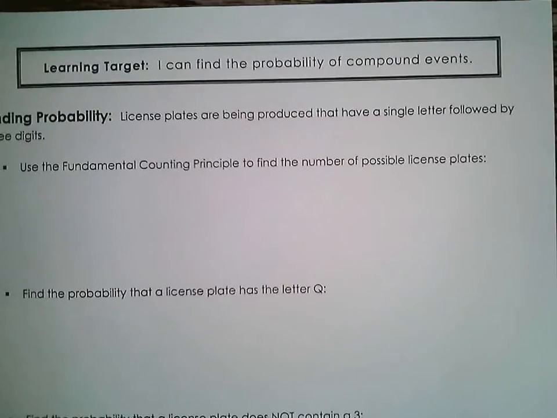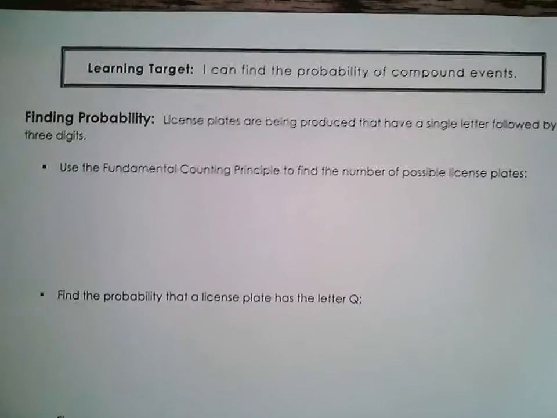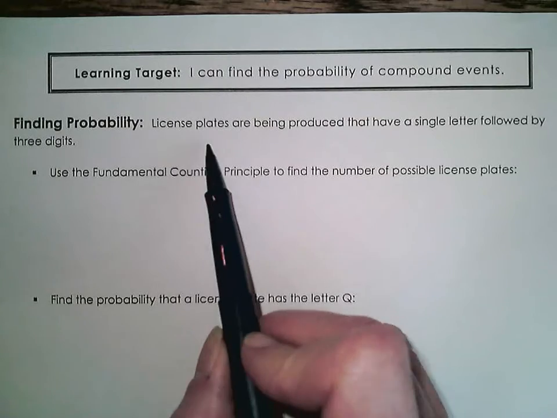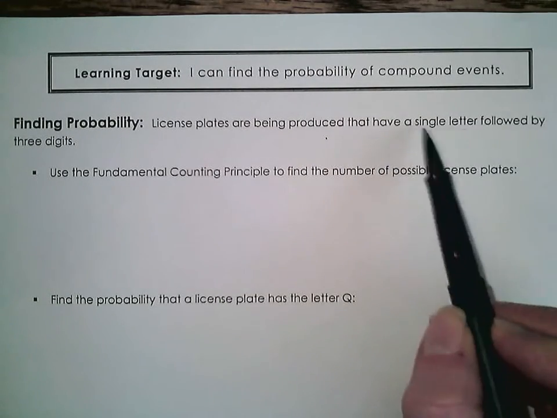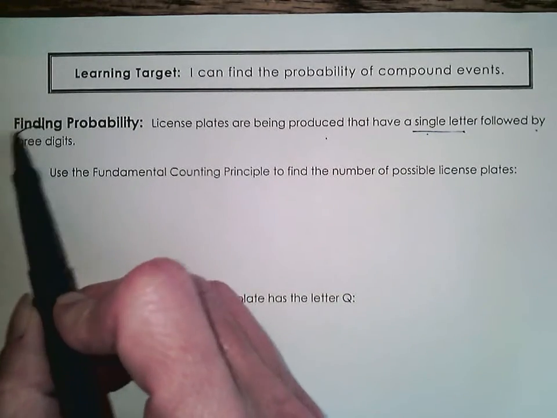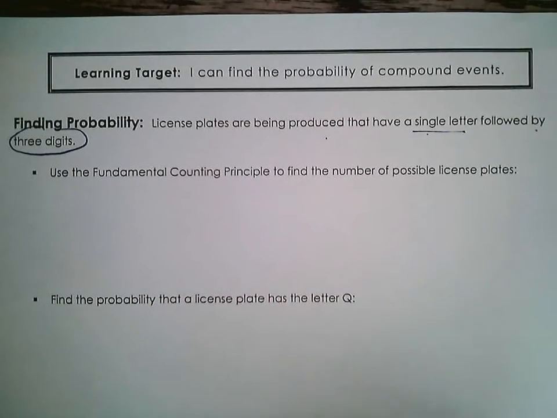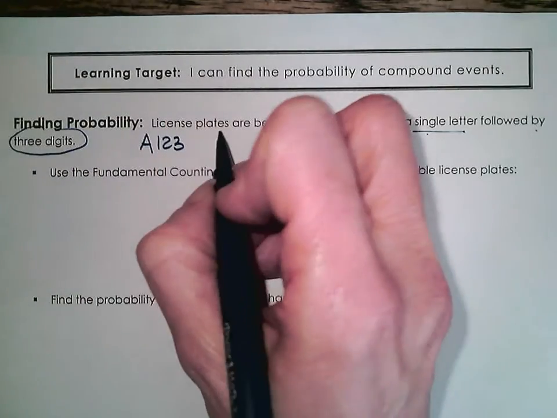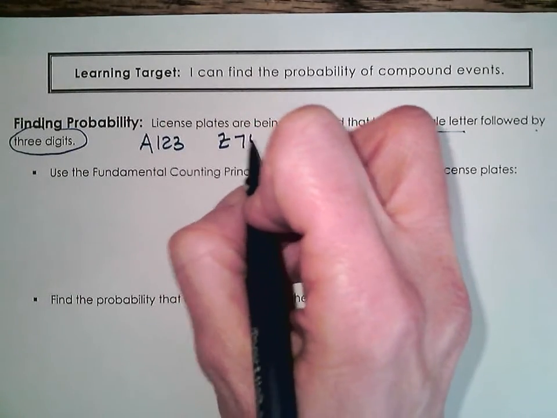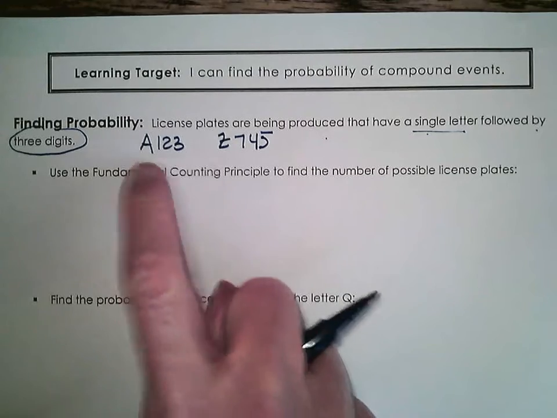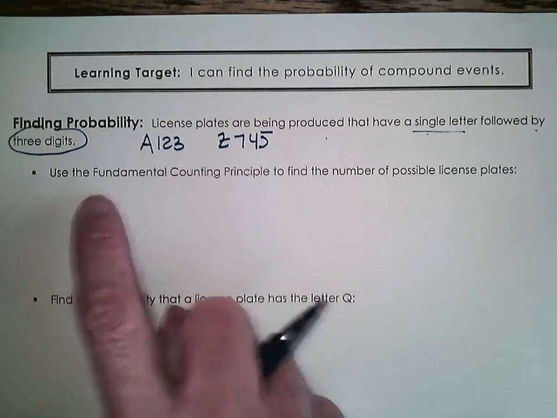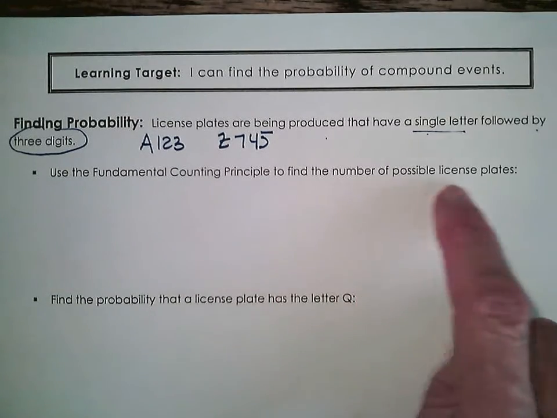All right, so now we're actually going to use this little strategy to find some probabilities. So let's take a look. I taught you about license plates already. License plates are being produced that have a single letter followed by 3 digits. So a license plate could be like A123 or Z745. Okay, so 4 different positions in the license plate. Use the fundamental counting principle to find the number of possible license plates.